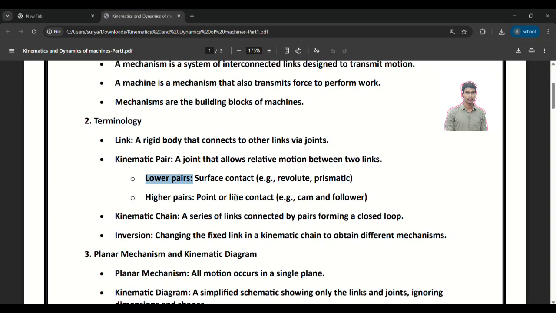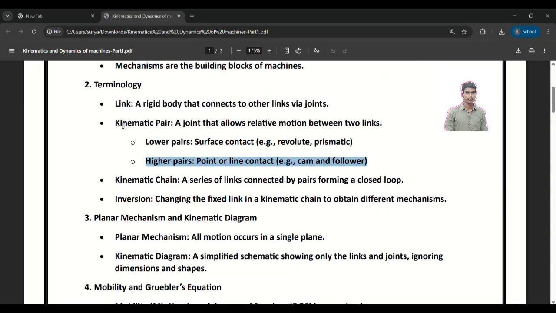For example, if you ride a bike, the tire has contact at a point. Generally, we assume a circular object makes a point contact, but actually the tire makes some surface contact with the road. We don't want to go into it deeply. And if you talk about the cam and follower, there is a point contact which makes a higher pair. This plays a crucial role in kinematic pairs as well. In MCQs they will ask this kind of higher pair and lower pair related questions, so this is one of the important topics in terminology.